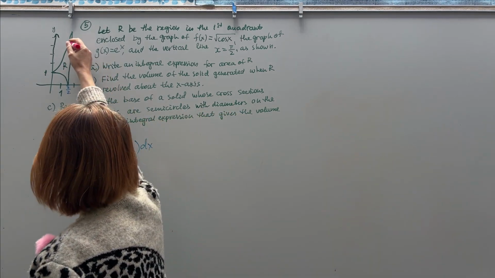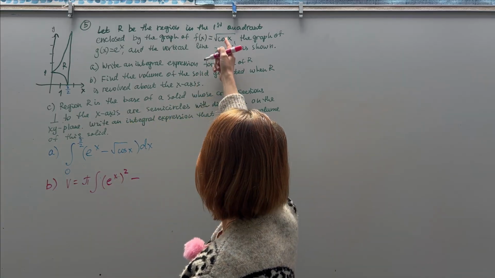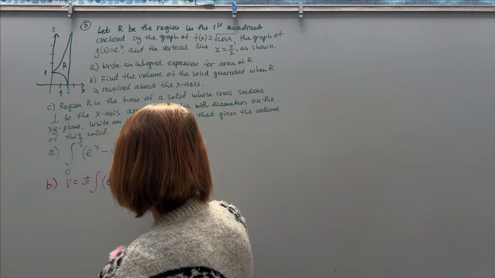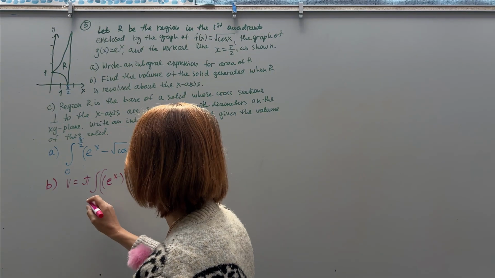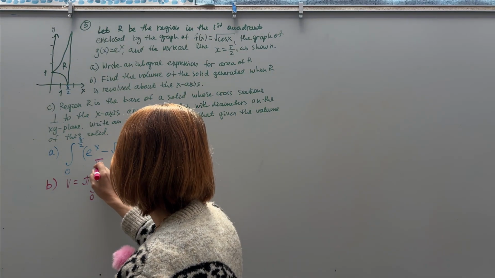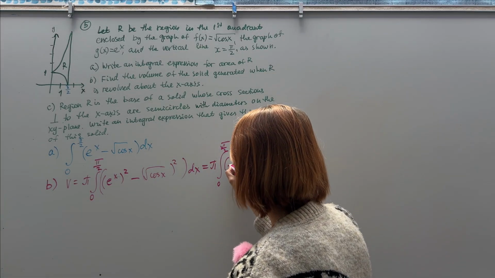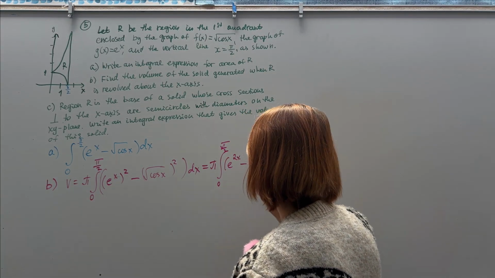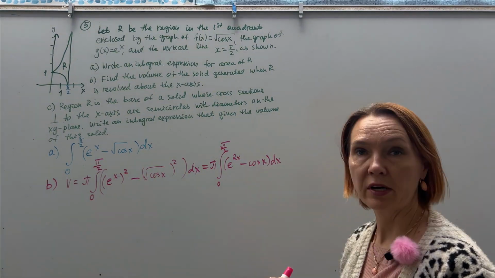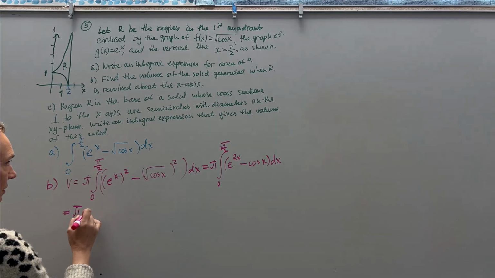What is r squared? That's our g of x squared minus the second function, which is square root of cosine of x, and that has to be squared. Our integral goes from 0 to pi over 2 dx. From here we simplify. We have e to the 2x minus cosine x dx. And those are table integrals, so that should be easily done by hand.